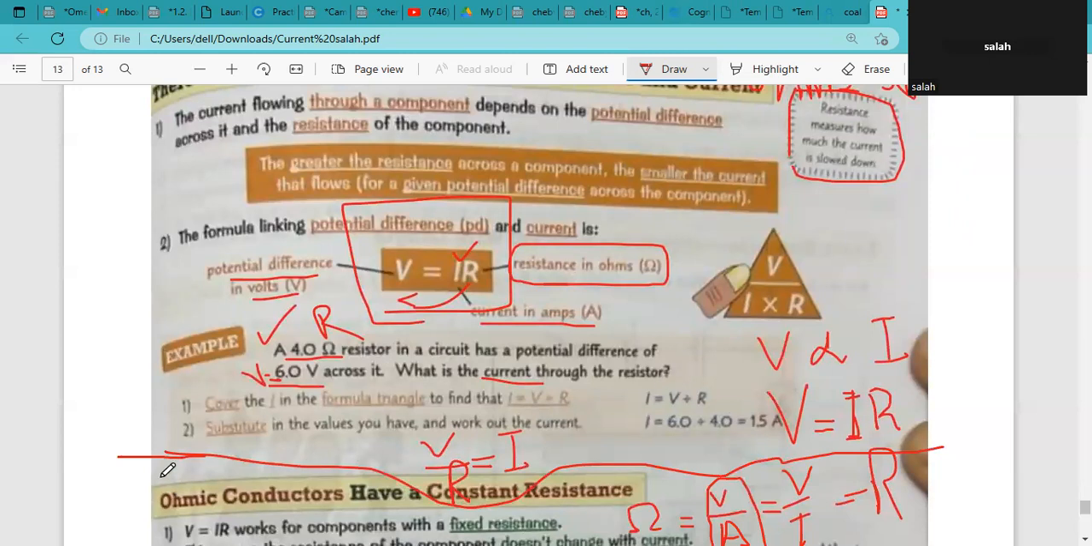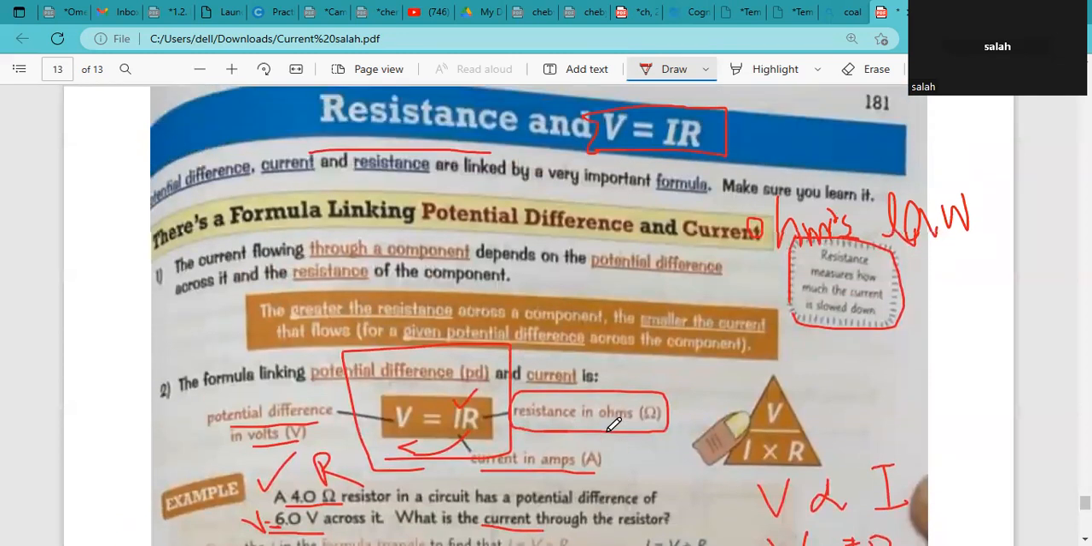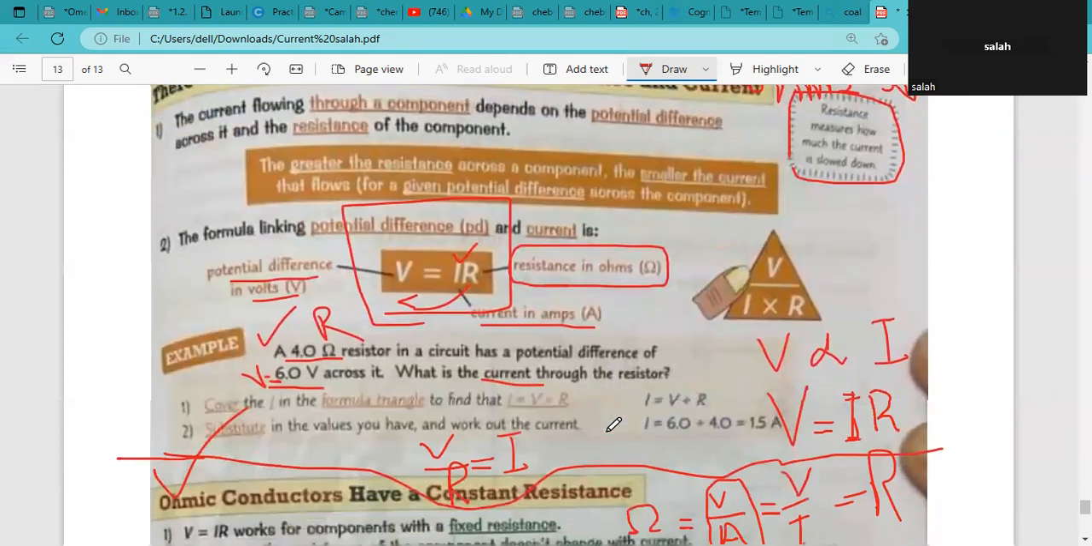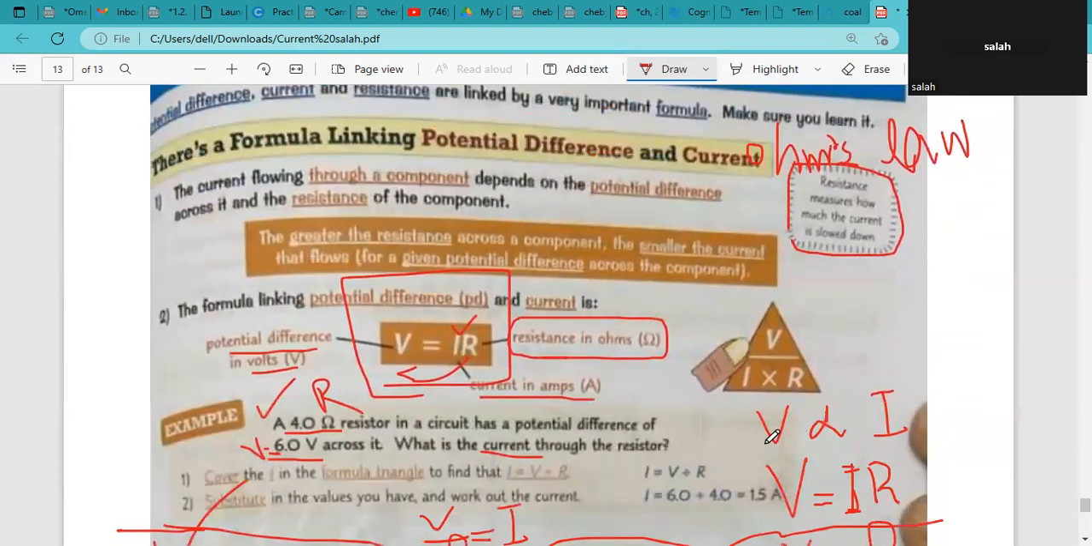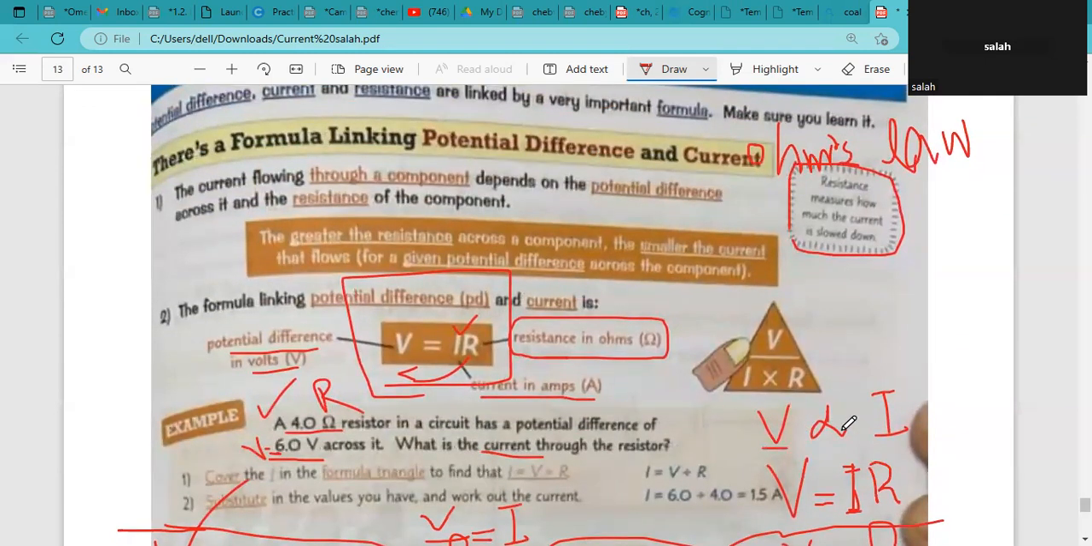Can you just give me a small summary of everything that we did in this topic? Okay, we defined Ohm's law, which states that the potential difference is directly proportional to the current, which means that more potential difference will give us more current flowing through the circuit.